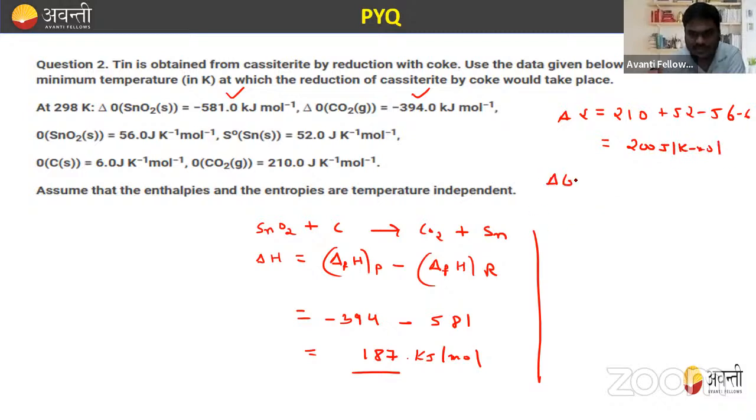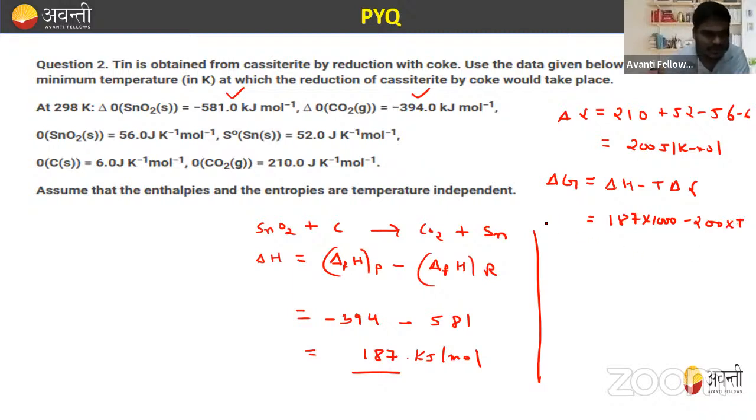So what is delta G? We know that delta G is equal to delta H minus T into delta S. This is the formula we know. So delta H is nothing but 187, and for joule we convert this by multiplying by 1000, minus delta S which is 200. So this will be 200 into T. Just put the value of T, or you have to calculate the T.